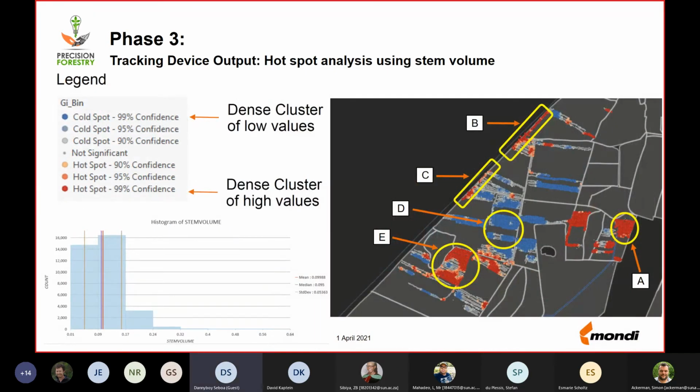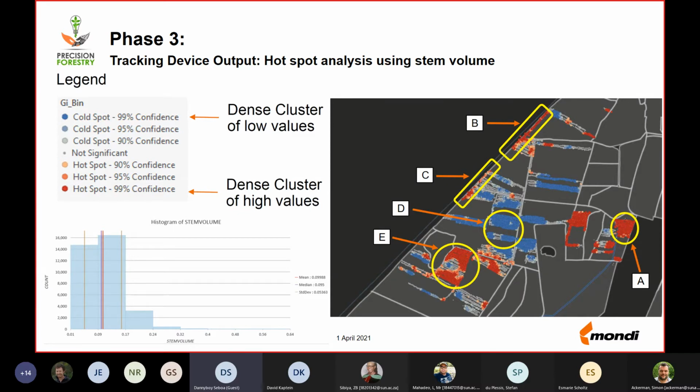With assistance from our GIS team, they did a hotspot analysis using stem volume for one harvesting machine moving through a number of compartments in just over 4 weeks with a sample size of approximately 35,000 trees. If you look at the legend, your blue values or lighter colors will be a dense cluster of low values, where you're having a lower stem volume, and your red colors, your slightly darker colors, will be a dense cluster of high values. This is the area where you have a higher stem volume.